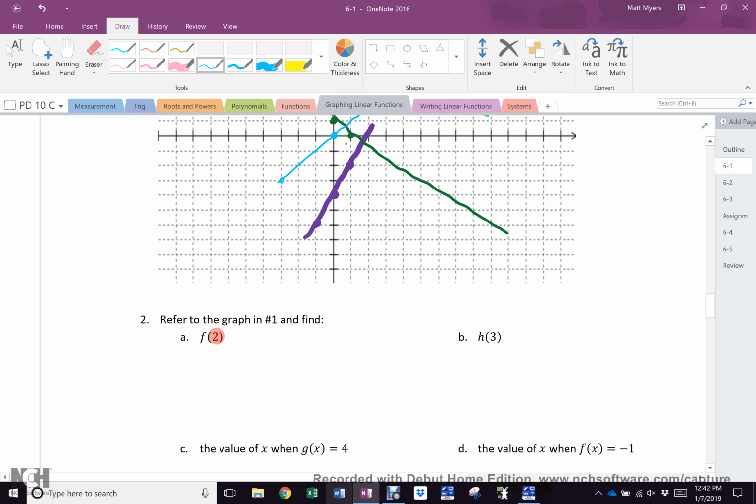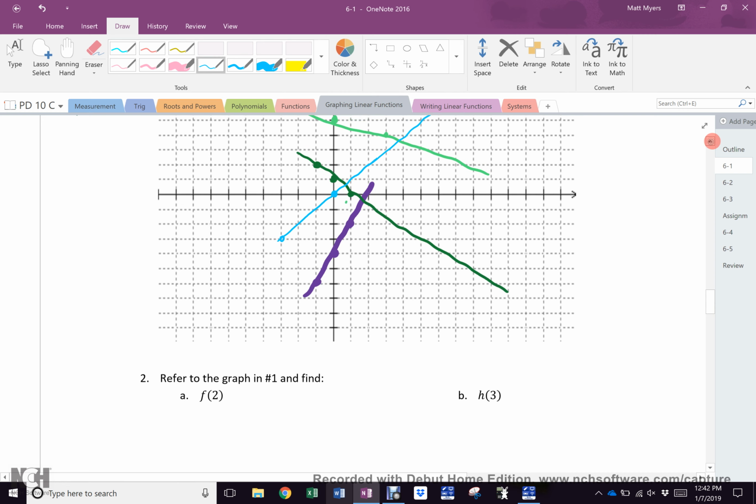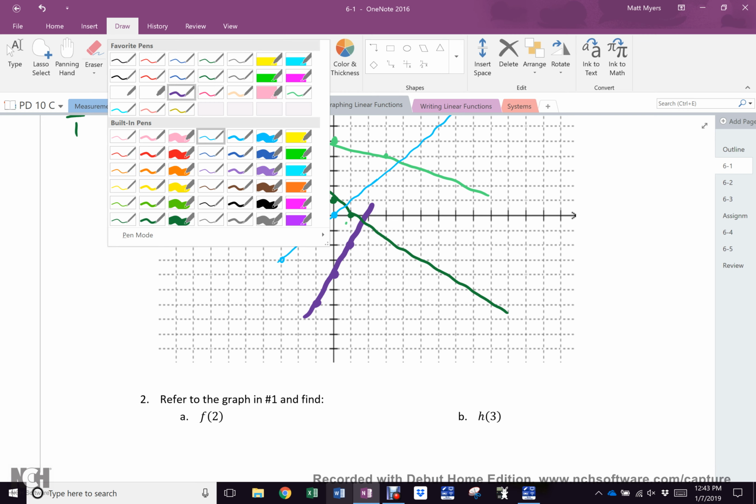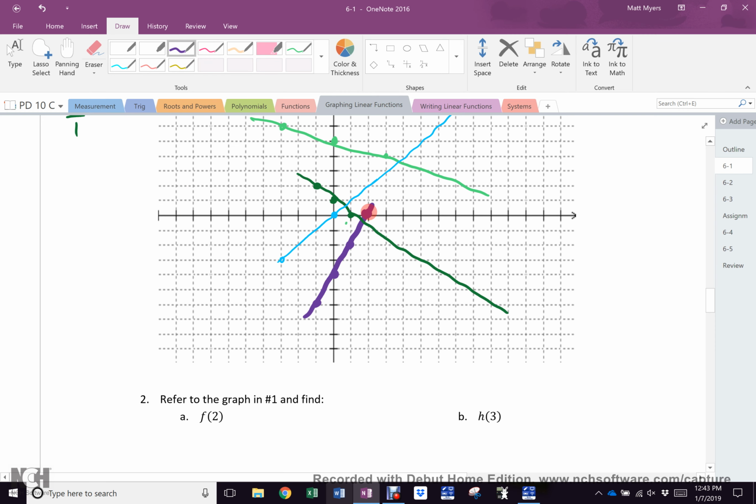F of 2. What color line is the F line? Purple, indeed. Is that an X value I am seeking or a Y value I am seeking? That is an X value. That X value is what? 2, which is right there, correct? What is the Y value associated with that point?